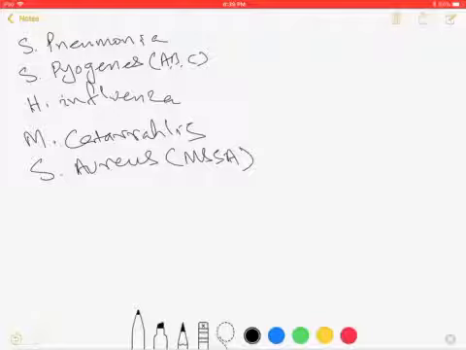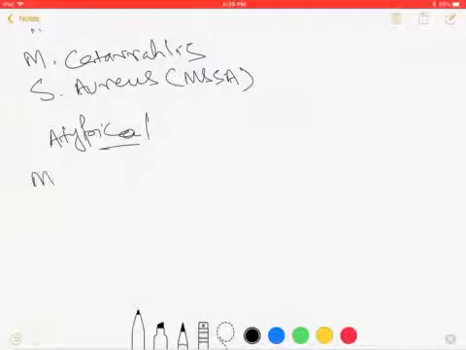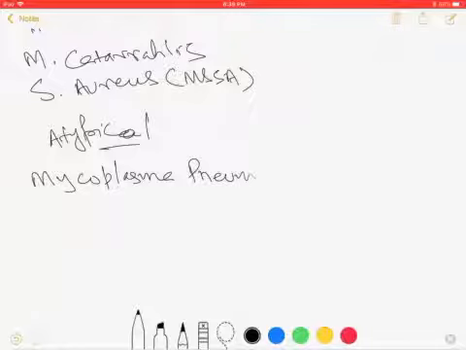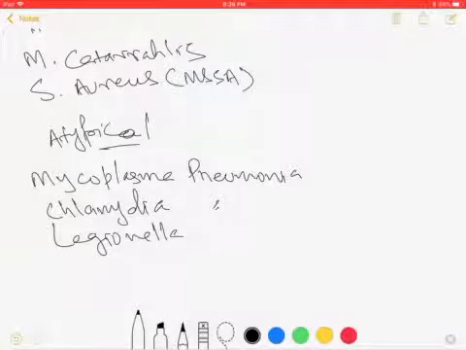And then azithromycin also covers some of your atypical organisms, and those are your Mycoplasma pneumoniae. Your other one is Chlamydia pneumoniae, Legionella pneumophila. These are your atypical bacteria.